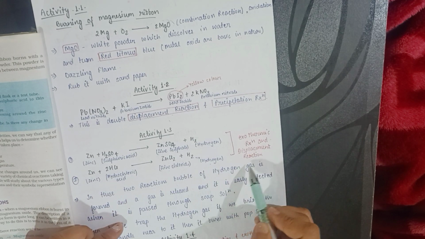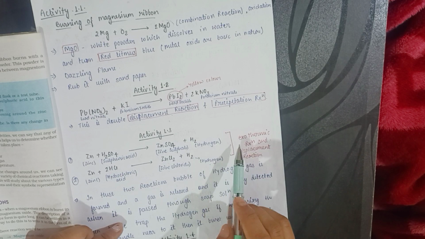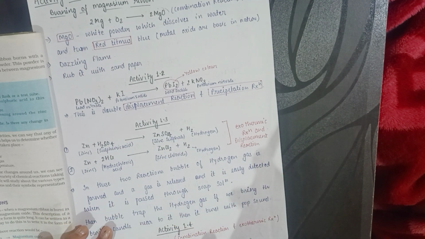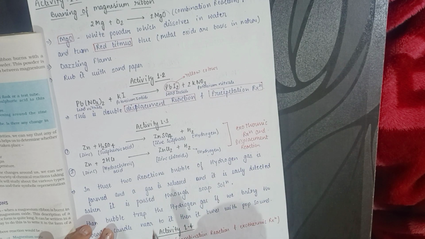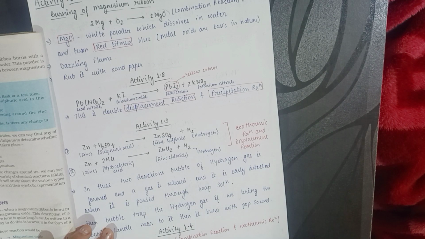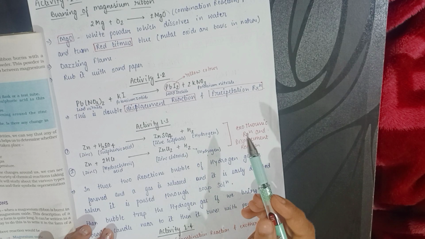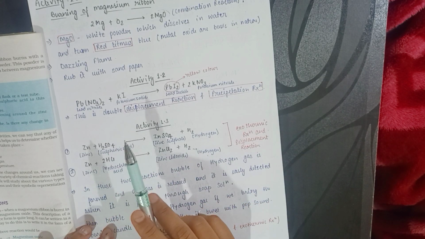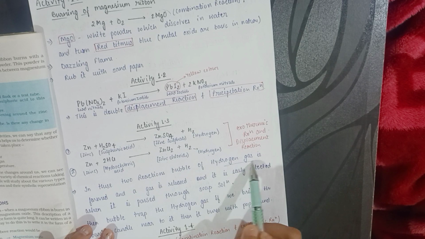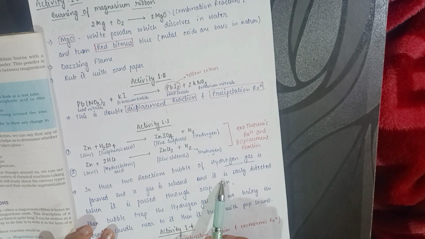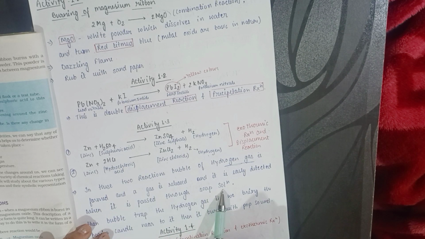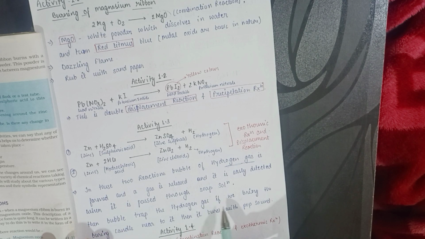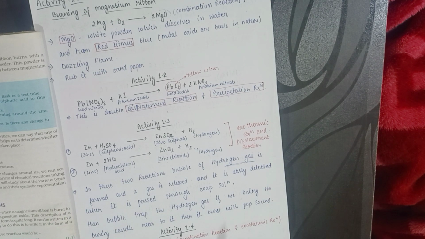This is an exothermic reaction and a displacement reaction. In these two reactions, bubbles of hydrogen gas are formed. In your exam, the question is which gas is produced when we react a metal with sulfuric acid. The gas is hydrogen, and it is easily detected. How do we detect hydrogen gas? When it is passed through soap solution, the bubbles trap the hydrogen gas. If we bring a burning candle near it, it bursts with a pop sound.